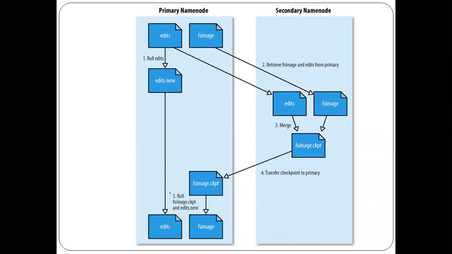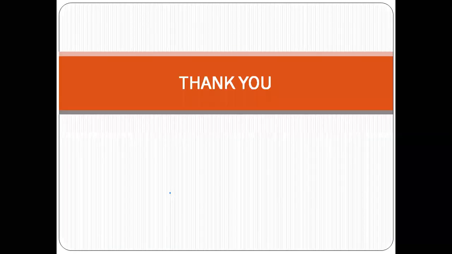And one thing you remember, secondary name node cannot act like a backup for the primary name node. Secondary name node is used to perform only the clubbing of edit log and fs image, not used as a backup for primary name node. Thank you. This is the overall working of secondary name node.